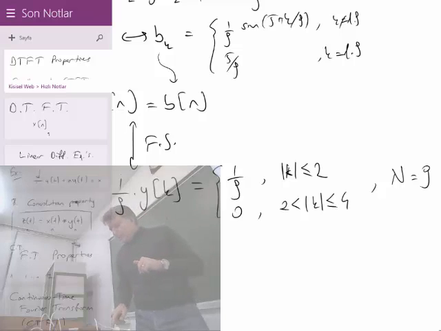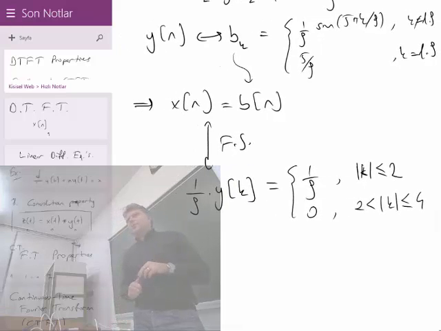Now, you must ask yourselves this question. What if I ask you the Fourier transform instead of the Fourier series coefficients? What will be your answer? More or less the same. It's similar but not the same because I'm not asking the Fourier series coefficients. I'm asking the Fourier transform.